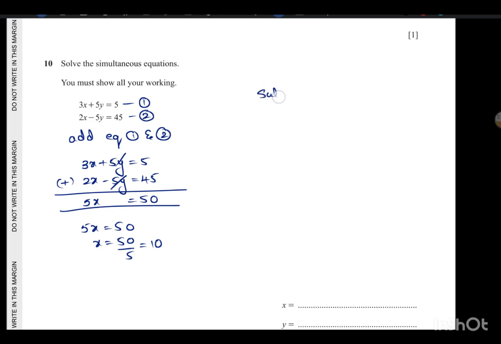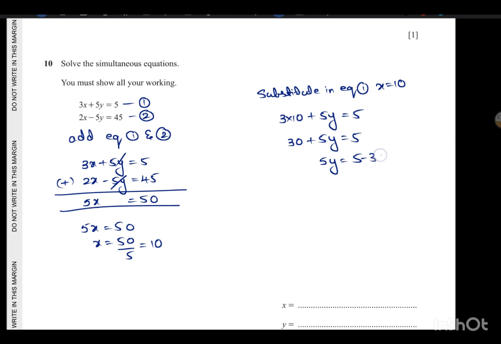Substitute that in any one of the equations. Substitute x equal to 10 in equation 1: 3 × 10 plus 5y is equal to 5. So 30 plus 5y is equal to 5. Bring 30 onto the right hand side. It will be 5 minus 30. 5y will be 5 minus 30, which is minus 25. Then y will be minus 25 by 5, which is minus 5. So the x value is 10, the y value is minus 5.